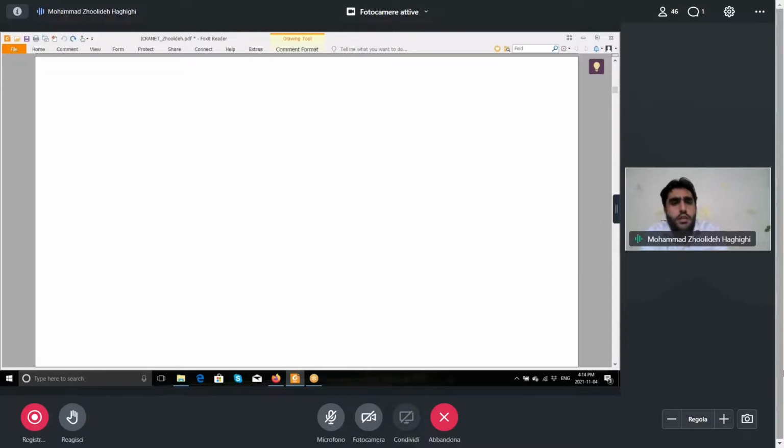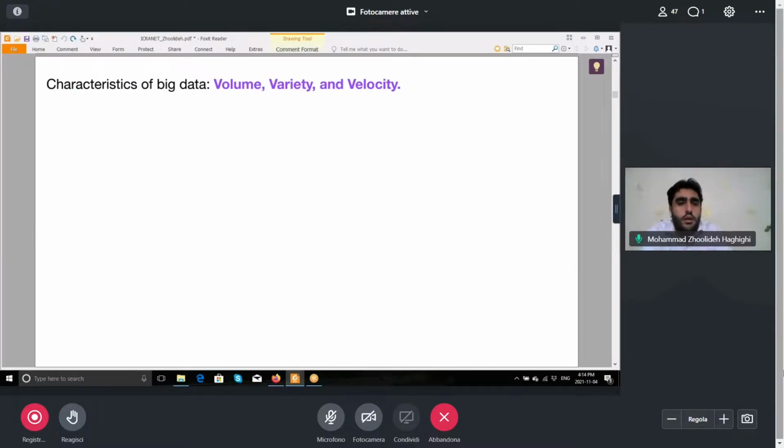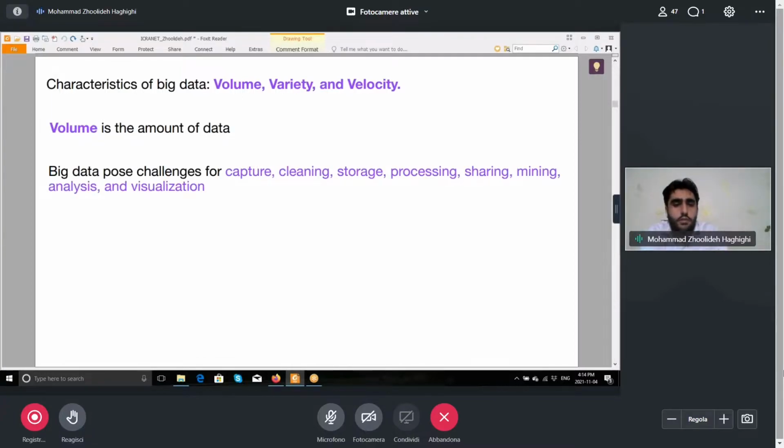So when we talk about big data, it has some characteristics and features. Big data is big in terms of volume, variety, and velocity. And volume, as you can guess, is the amount of data that we are working with. Big data poses some challenges. It's hard to capture, to clean, to store. It's super difficult to process big data and analyze, visualize, and everything could be super complicated when it comes to big data.